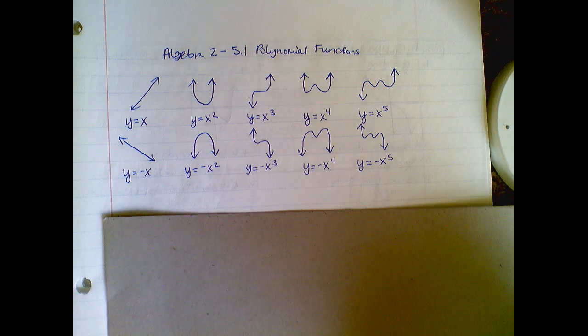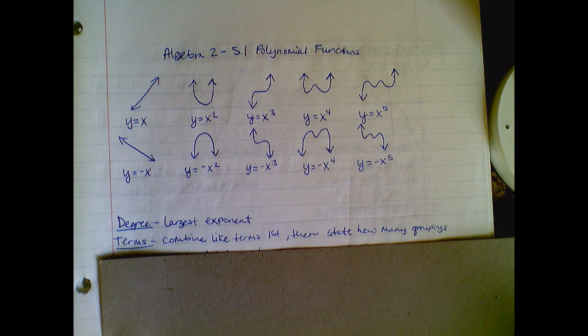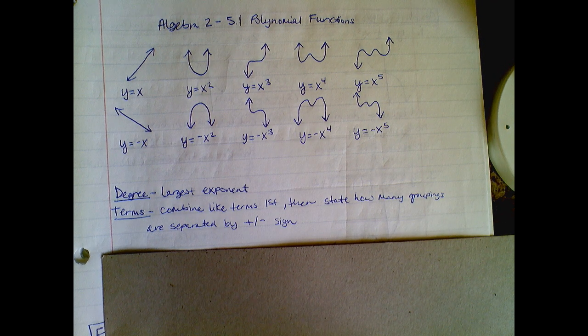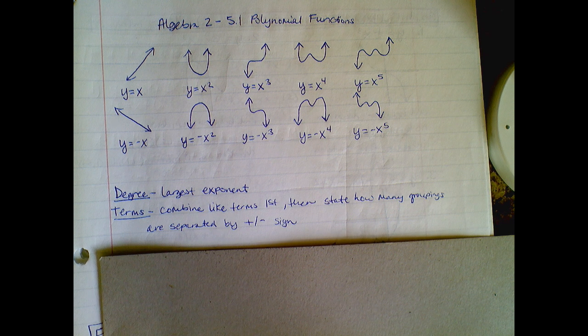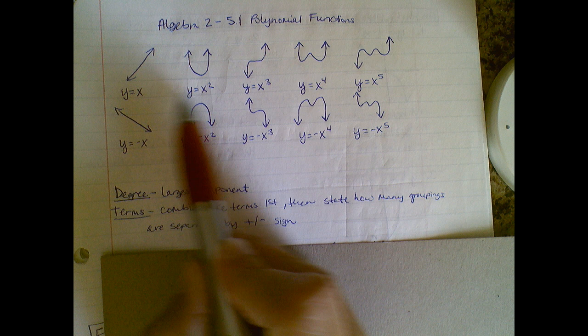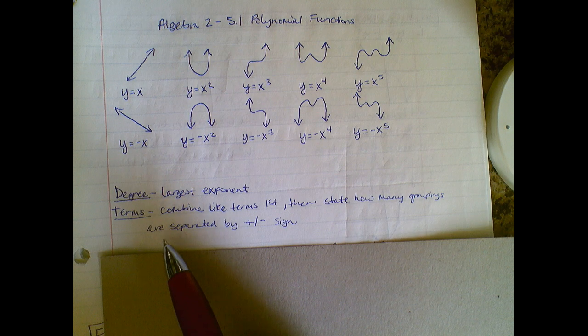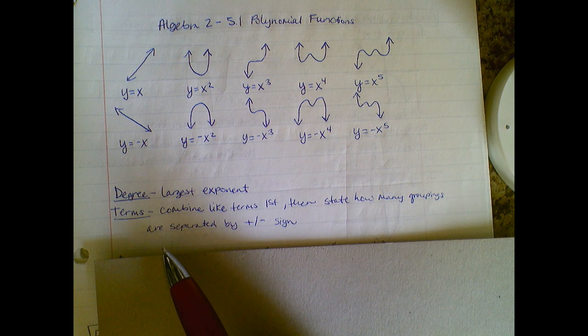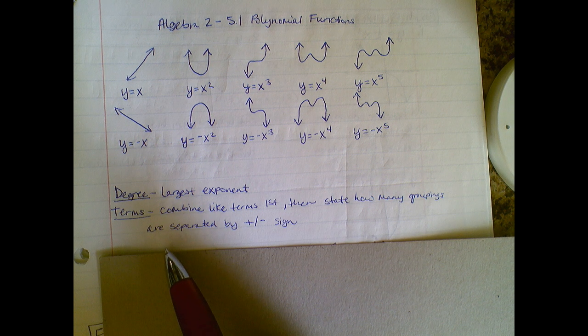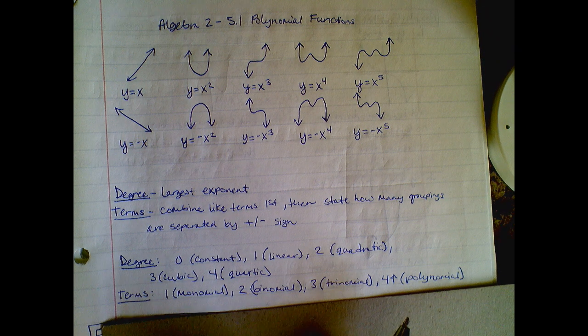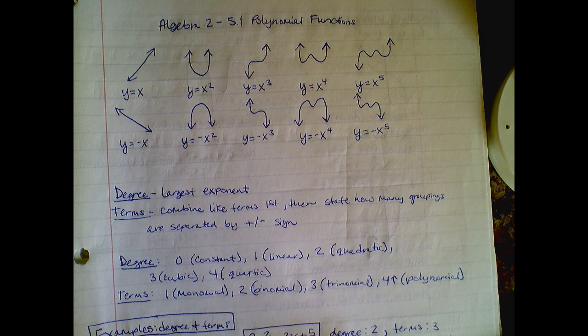So let's go through and start talking about these polynomials. I've been using that word degree. If we don't know what a degree is, the definition, it's just what is the largest exponent. So this is the largest exponent, 1, 2, 3, 4, 5. What is the largest exponent? And then terms, we've used this before, like terms. A term is just the different groupings separated by a plus or minus sign. So let's talk about some examples.